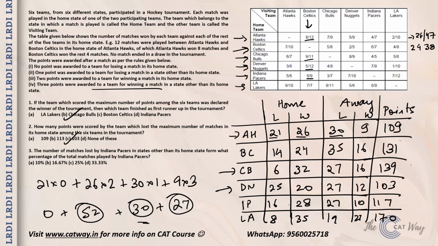Moving to the third, the number of matches lost by Indiana Pacers in states other than its home state is 27. It forms what percentage of the total number of matches played by Indiana Pacers? So the total matches they played is 16 plus 28, 44, 44 plus 10, 54, 54 plus 27, 81 matches they played. They lost 27 away matches, so the percentage is 33.33. So the correct answer is option number D.